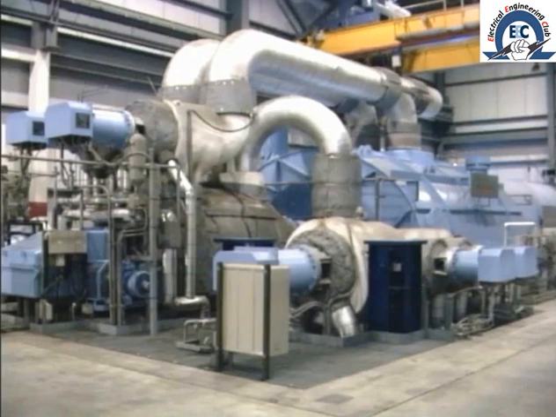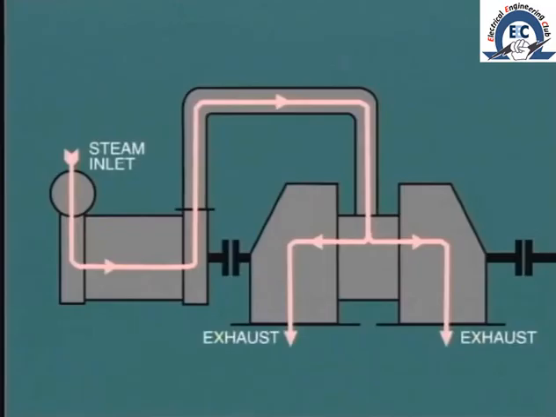For turbines of high output, say above 100 megawatts, it becomes physically difficult to make the cylinder large enough to accommodate all of the low-pressure steam. To get over this problem, multi-cylinder arrangements are used, and let's look at some of these arrangements.